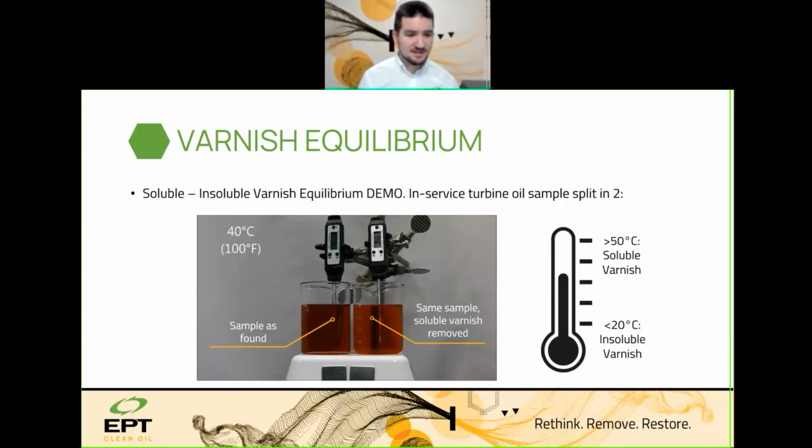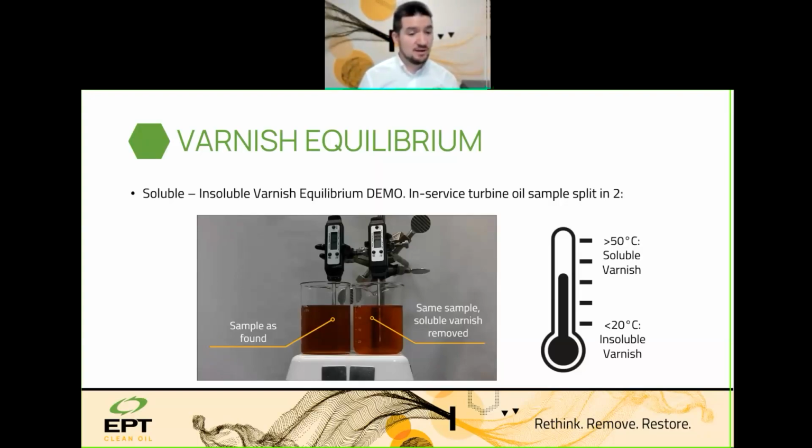That's important because as we begin to cool more and more, you can see that the beaker on the left, which had soluble varnish in it, becomes hazier and cloudier, and eventually it becomes altogether opaque. So what's going on here? It's exactly what we've just talked about. It's Le Chatelier's principle at work.